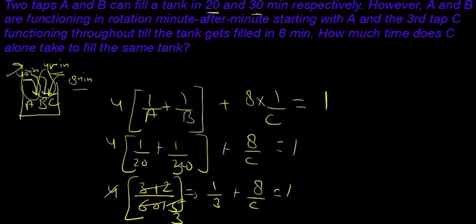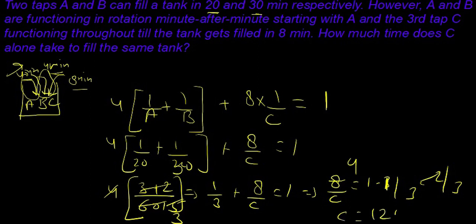So 8 by C is going to be 1 minus 1 by 3, so it is 2 by 3. 2 fours are 8, so the value of C is going to be what? 12 minutes. So in 12 minutes alone, C can completely fill the tank. Okay, so let's come to the next problem.